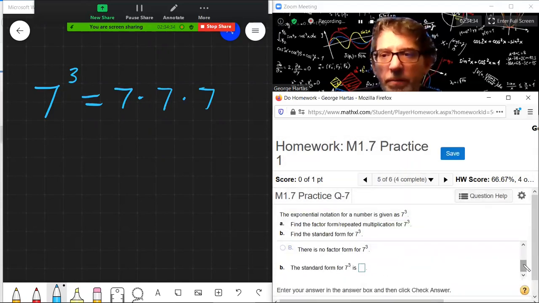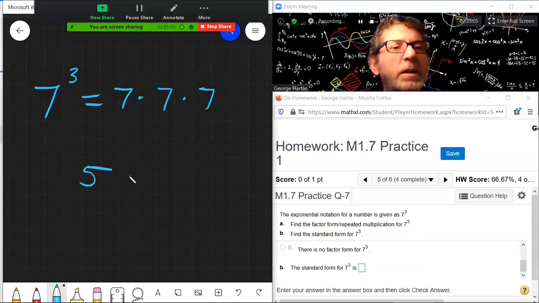Okay, part B. What do they want us to do? Find the standard form, more verbiage, more terminology in math. It's important that you understand the terminology, to be honest with you, because that could be a source of confusion. I remember when I was a student, not knowing the terminology made it harder to learn math because I wasn't sure what they were asking. Standard form is just a number. 58 is a number. It's in standard form.